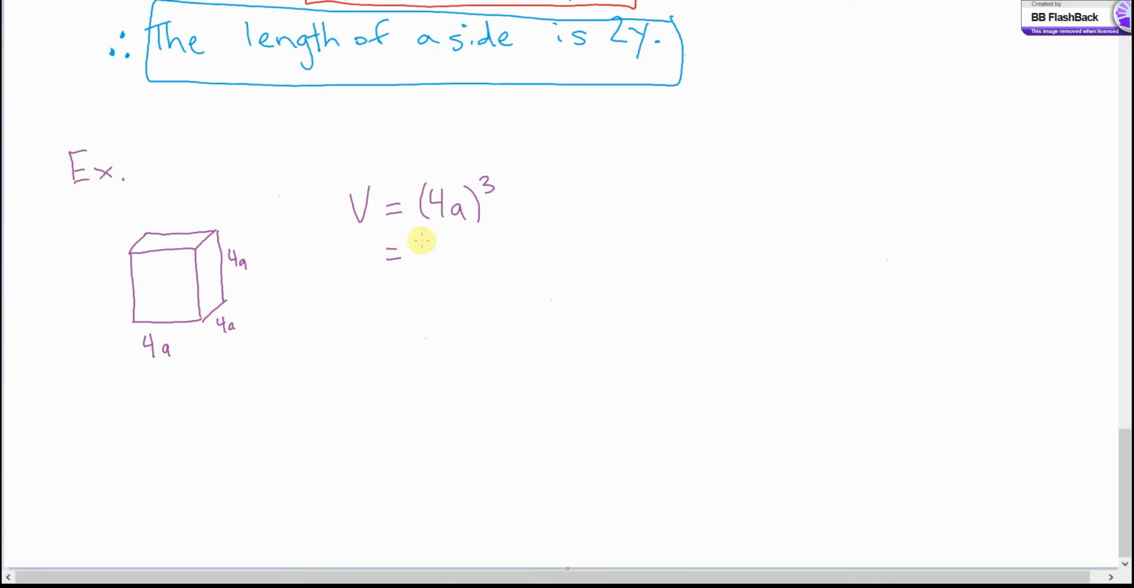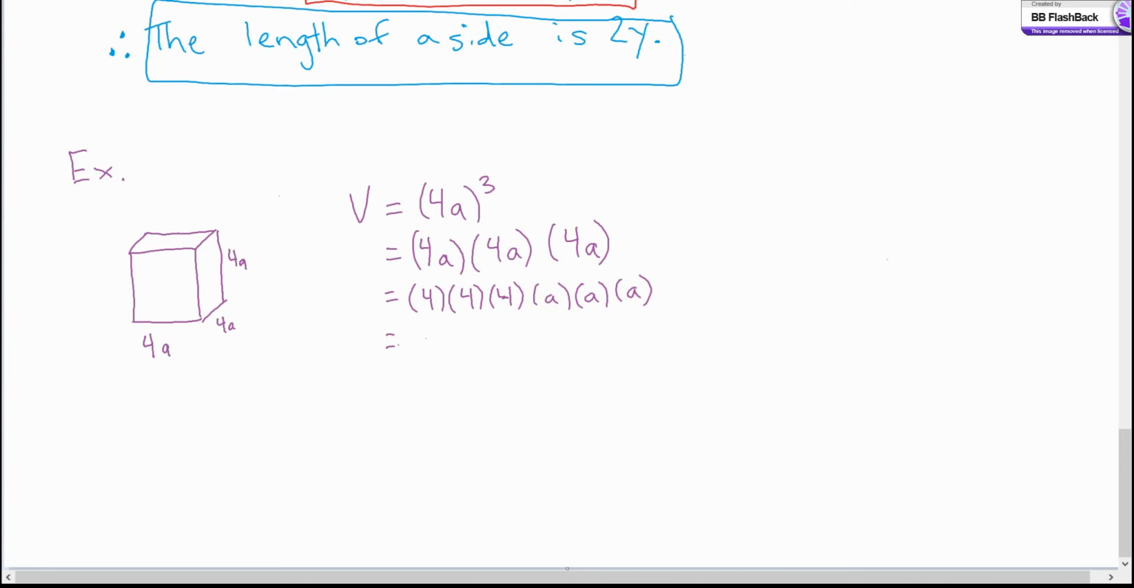So how do we deal with this? 4a times 4a times 4a. This can be a little bit confusing. What do you do with all these letters and numbers, with all these constants and variables? Well, let's deal with the numbers first. Multiplication can be done in any order, so we could do 4 times 4 times 4 first of all, and then worry about a times a times a afterwards.